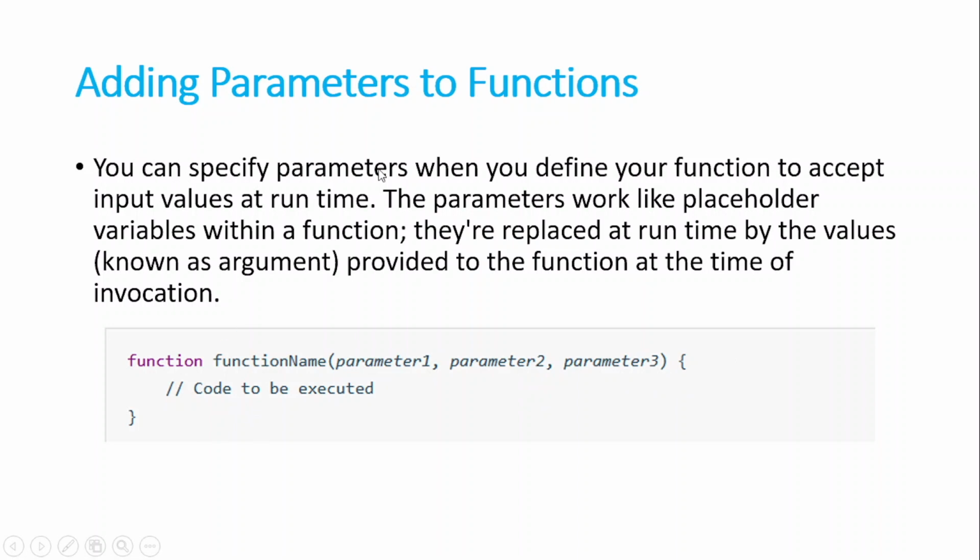So basically, you can specify parameters when you define your function to accept input values at runtime. So these are some input values, you can say. The parameters work like placeholder variables within a function. So these are placeholders that you can use in your code block. They're replaced at runtime by the values known as arguments provided to the function at the time of invocation.